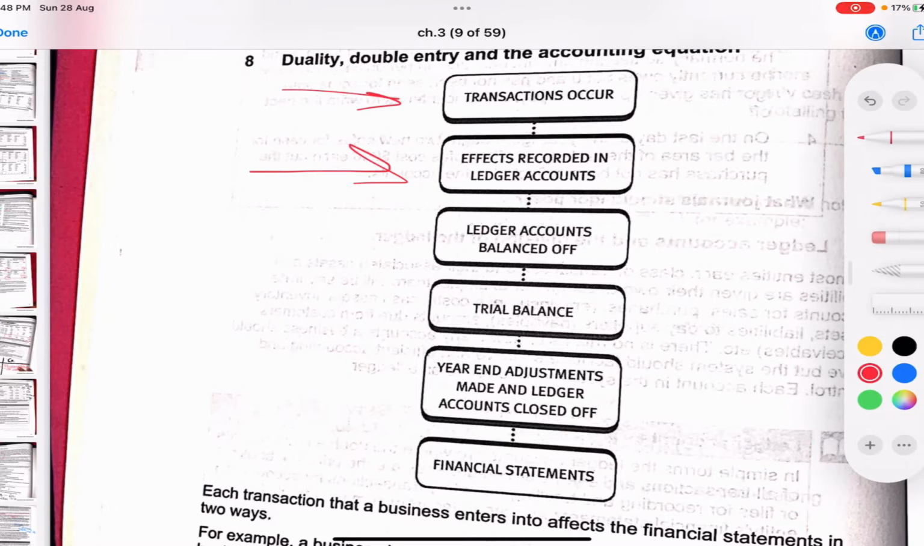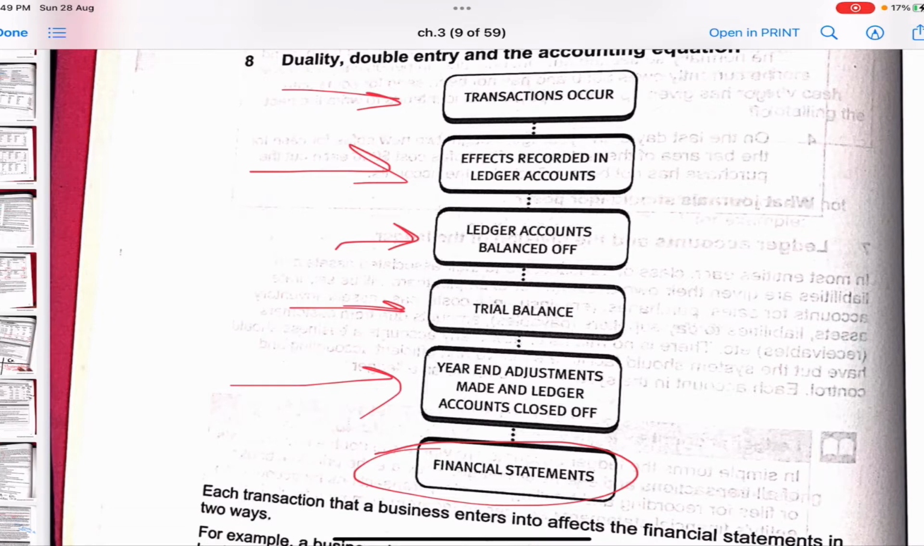Moving on from the ledger accounts, we balance the ledger accounts. As and when we balance them, you get certain balances. We will look into that as well. Those balances, we write them in the trial balance. What happens after the trial balance? The year end adjustments, which we have discussed. Whatever adjustments are required, we do that. And then the last but not the least is the financial statements. You know what financial statements are, right? The end thing. The reason why we are doing all this is because of that.